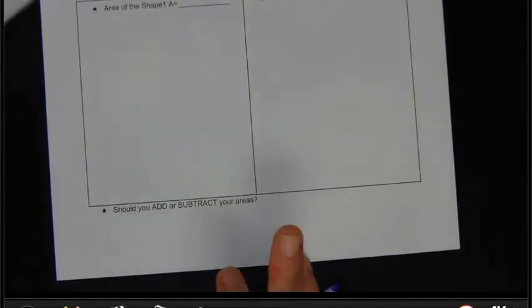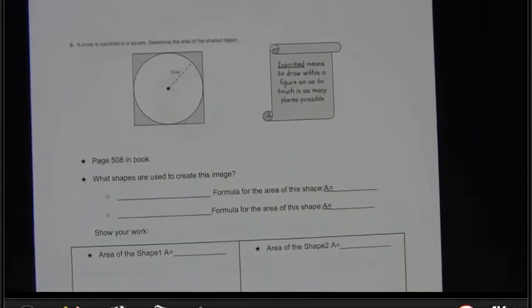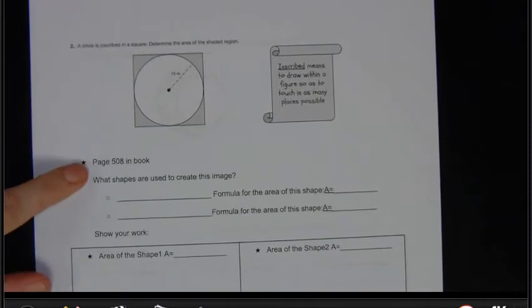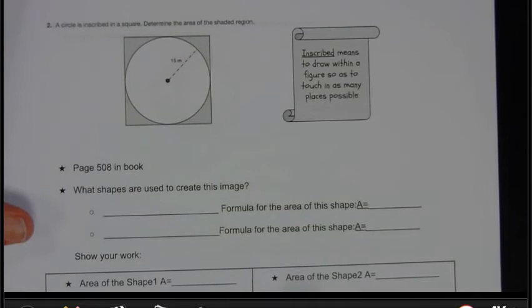Okay, all right, problem number 2. So number 2, you're on page 508. I'll give you guys just a minute to get there. All right, so here we go.